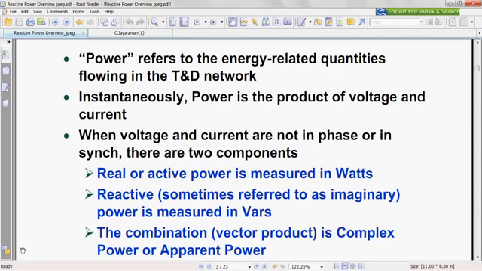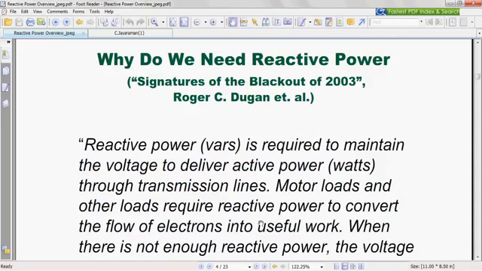The combination of these two quantities is known as the complex power or the apparent power. It's a vector product. If you find the complex power, then S is equal to vector V into the vector product of vector I. This will give you the complex power. So now the question is, why do we need reactive power at all?